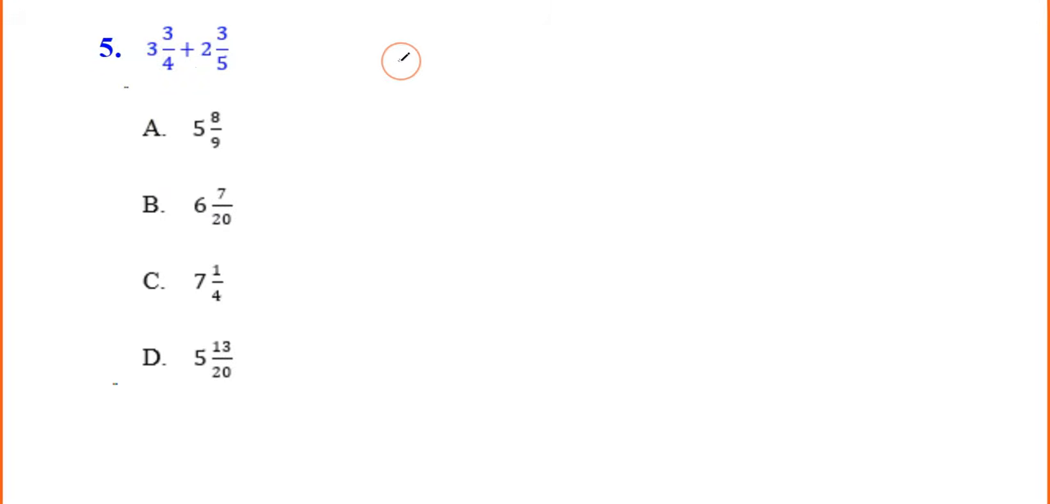Question 5, 3 3/4 plus 2 3/5. Now these are called mixed fractions because you have a whole number part. In this case, it would be the 3 and the fractional part, which is 3/4. Same thing here. The whole number part is 2. The fractional part is 3/5.